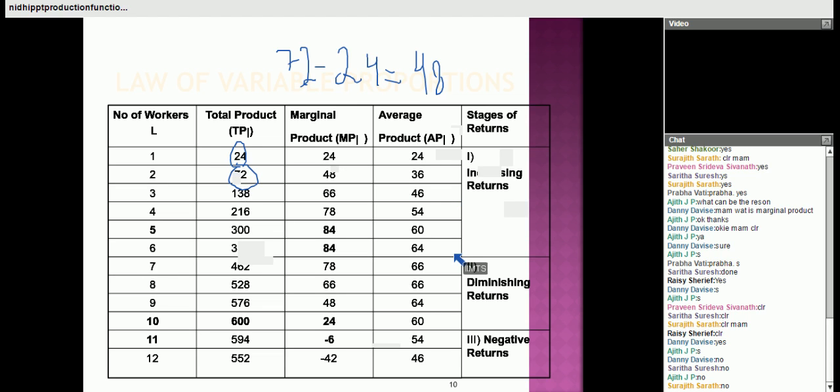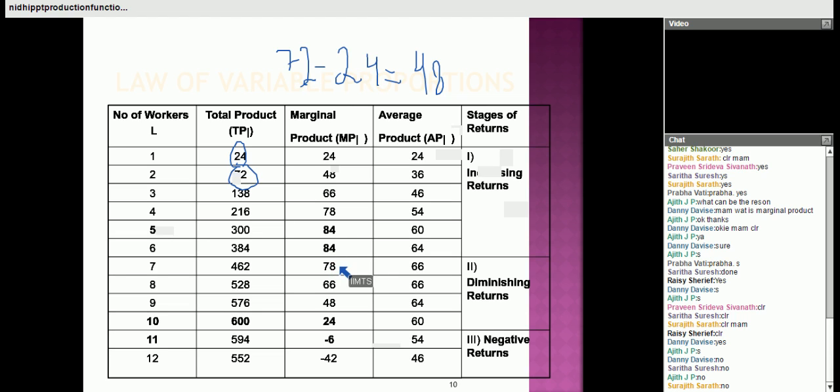So this is the stage of increasing returns till the sixth unit, because till the sixth unit the average product is also increasing and marginal product is also increasing, and marginal product is very important. That is the most important criteria for us. Like the fifth labor is giving 84 units and the sixth labor is also giving 84 units. So we can manage till the sixth labor, till the time we are getting 84 units. So that is fine.